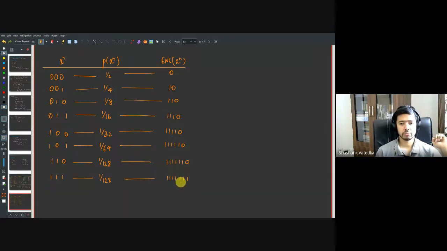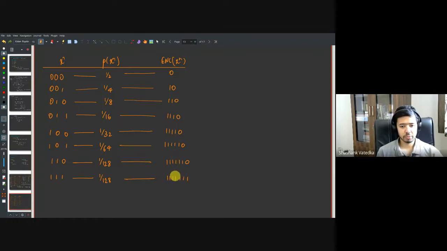Okay. And therefore, I'm going to choose my compressor in the following way. So this is one possible compressor. Okay, so this is what the encoder or the compressor is going to do. So if the source sequence is 0, 0, 0, it is going to output just bit 0. If the source sequence is 0, 0, 1, it is going to output 1, 0. If it is 0, 1, 0, it is going to output 1, 1, 0, and so on. Okay, so you can think of it in the form of this particular table.